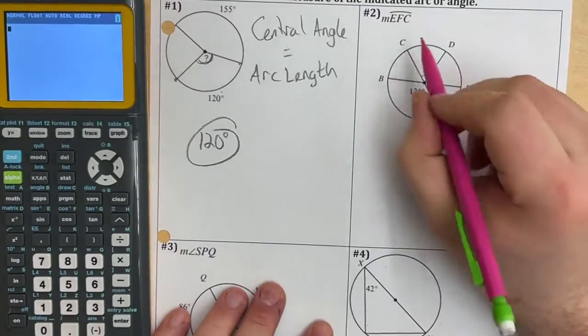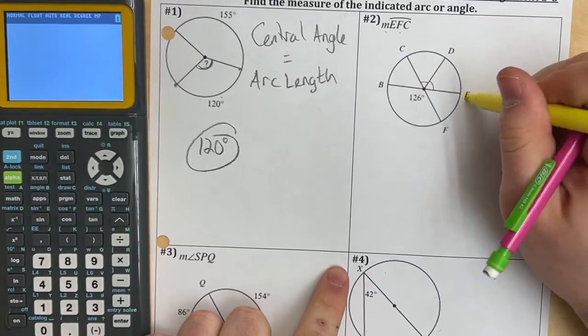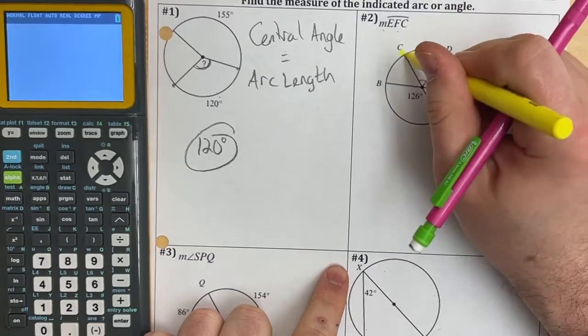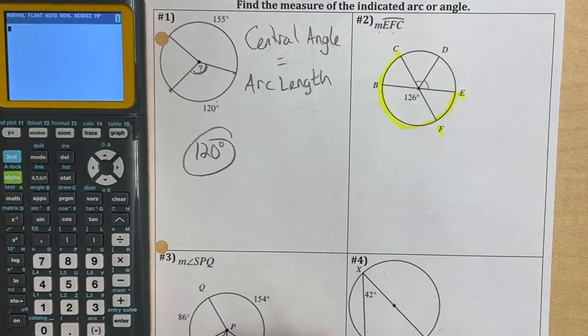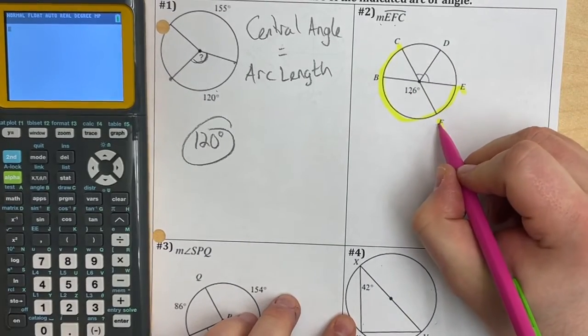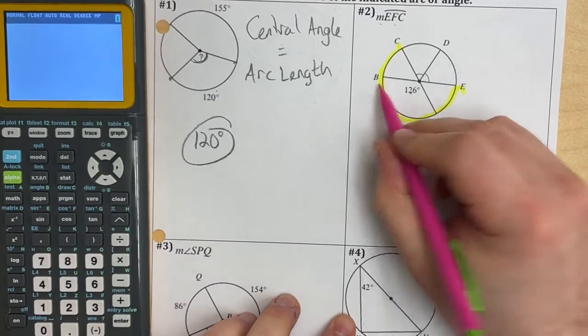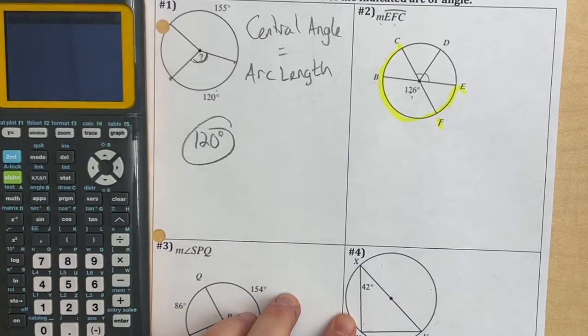In number two, we're looking for the measure of EFC. So we're looking for that arc EFC, the whole way around from those points. And we're given a couple of labels. So we're saying this arc FB is 126.